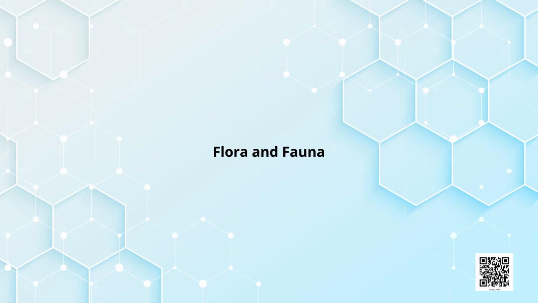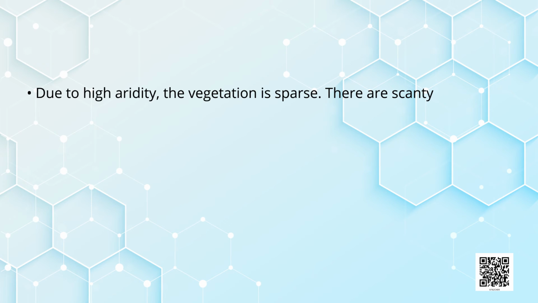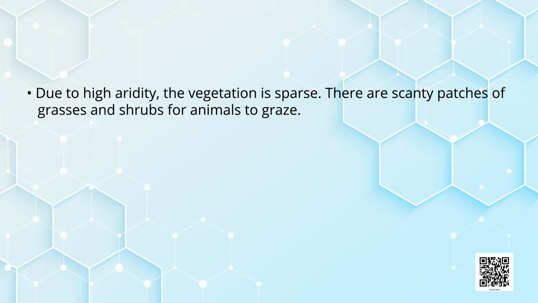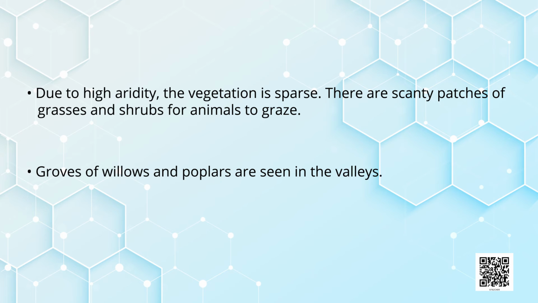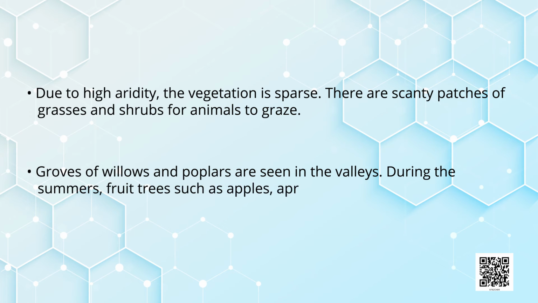Talking about the flora and fauna of this area, due to high aridity, the vegetation is sparse. There are scanty patches of grasses and shrubs for animals to graze. Groves of willows and poplars are seen in the valley. During the summers, fruit trees such as apples, apricots and walnut bloom.